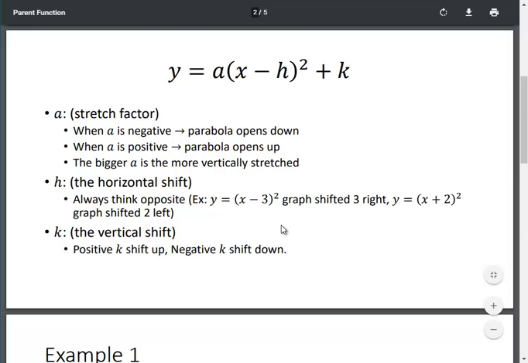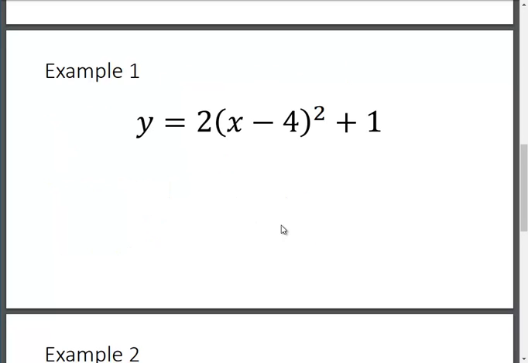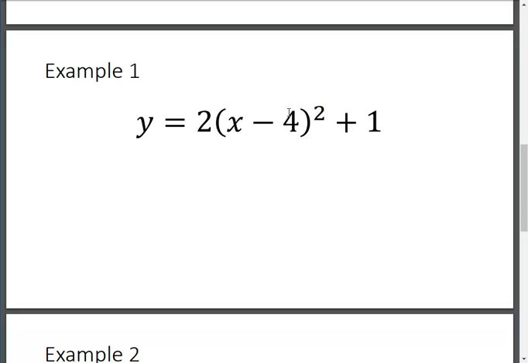So what I thought would be a little bit helpful, and I know we're running a little long, is to look at a few examples of sketching these to see if we understand how to read the shortcuts. If I take a look at this one, I want to jot down each of these numbers. So 2 would be my a. 2 is positive, so that means my graph is going to open upwards. I see that I have an x minus 4 over here.